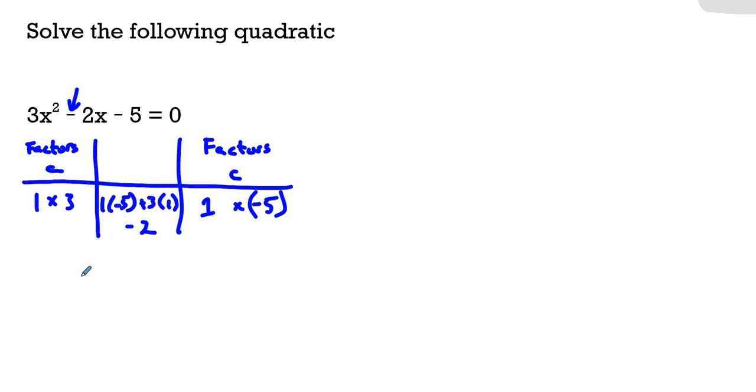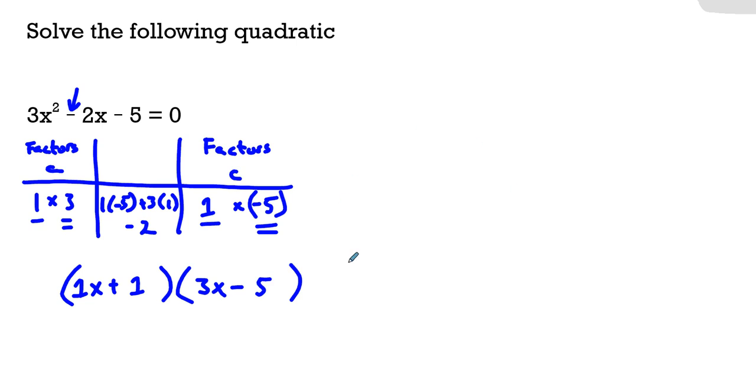So when we build our binomials from here, we take the first numbers and build the first binomial. So that's 1x plus 1. And then we take the second numbers and make the second binomial, and that's 3x minus 5. And just like we did before, since we know this equals 0, we're going to set both of these equal to 0. X plus 1 is going to equal 0, or 3x minus 5 is going to equal 0.